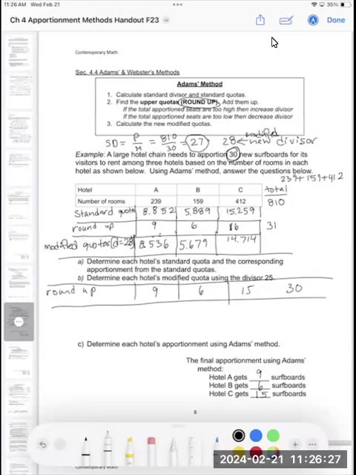Now, if that didn't work, if we added 9 plus 6 plus 15 and did not get 30, let's say we got 31, then we would follow the rules again. If the total apportionment of seats is too high, then we would increase the divisor a second time, or if we added these up and we got 29, then we would say, okay, the total apportionment is too low, so we would decrease the divisor. So we would pick a number between the first divisor we chose and the second divisor we chose. So that is Adam's method.